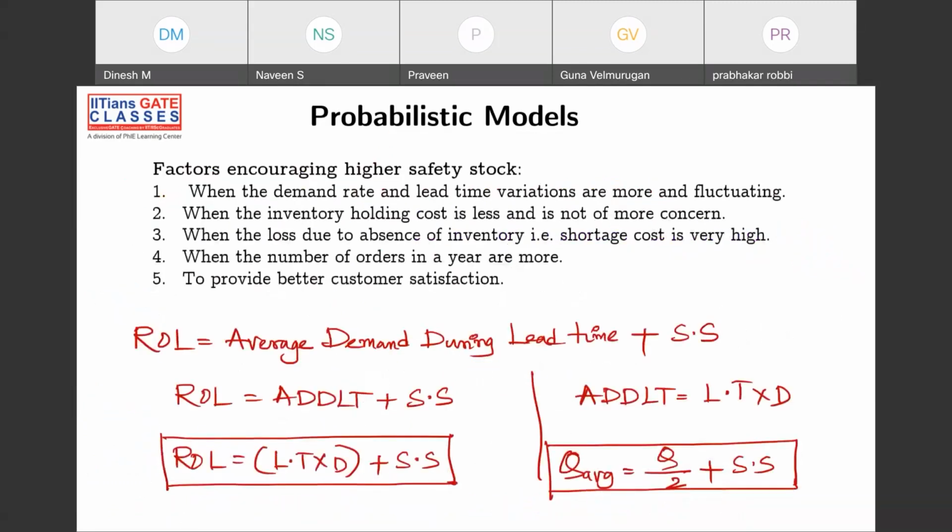And if you are seeing what are the factors that are important for higher safety stock, when do you carry more? When do you want to carry more and more safety stock? When the demand rate and lead time are having high fluctuations. Suddenly anything can happen. Suddenly people are asking for the mobile phone, or suddenly people are asking for so and so item for some reason, or maybe some strikes are going on.